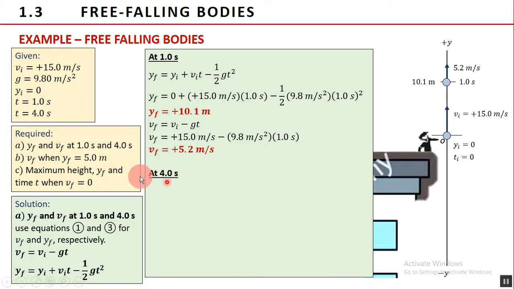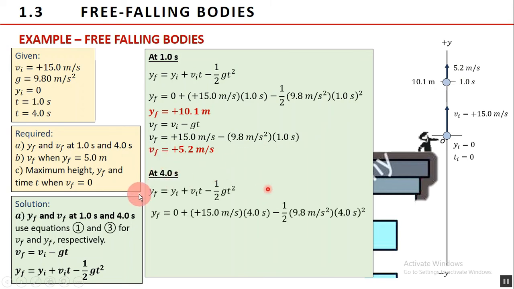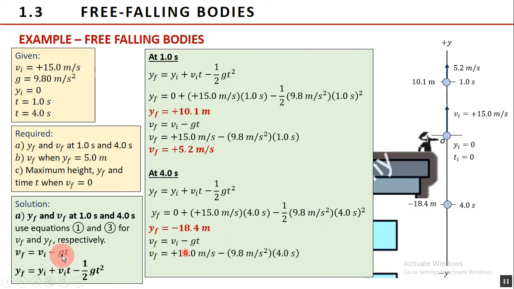At 4 seconds, we will do the same procedure while changing the time to 4 seconds. So the position of the ball 4 seconds later is negative 18.4 meters. Negative value means that the ball is located below the railing 4 seconds after throwing the ball. For final velocity, using again equation 1, its value is negative 24.2 meters per second. We see a negative velocity since it indicates that at time 4 seconds the ball is already falling.